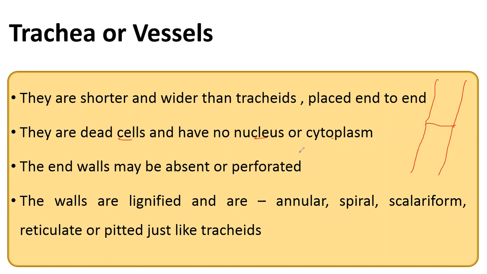The end walls may be absent or perforated. So this is the end wall. It could be absent so that it looks like a continuous cylindrical tube, or it could be perforated also. Like tracheids, here also there are certain defined shapes where lignin gets deposited. The various types are annular, spiral, scalariform, reticulate, or pitted. In this way, they are similar to the tracheids.